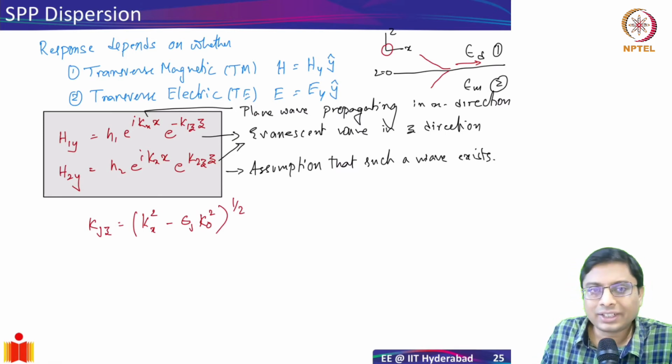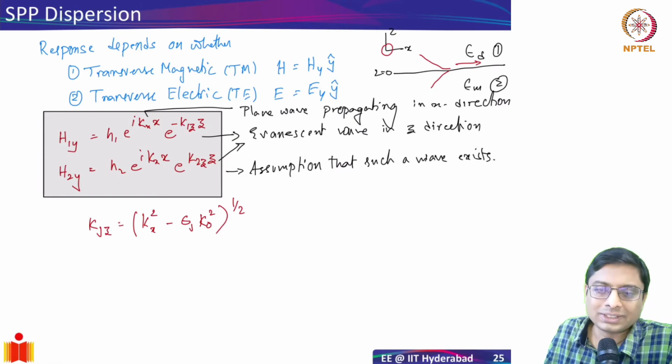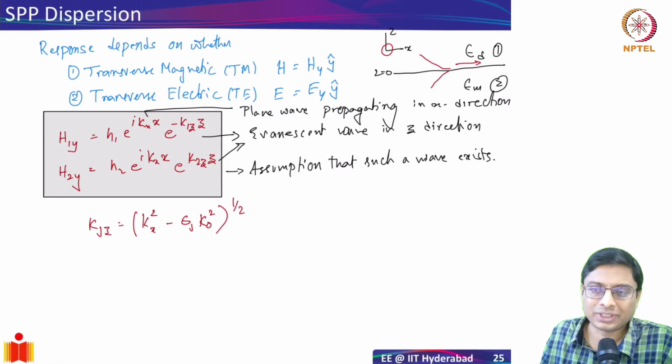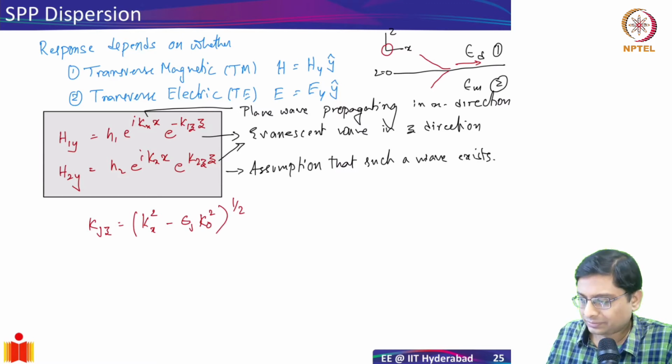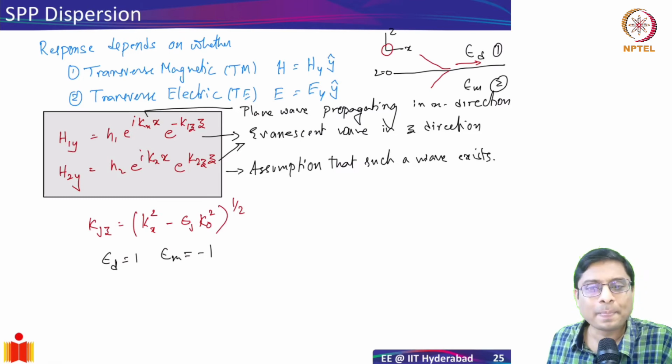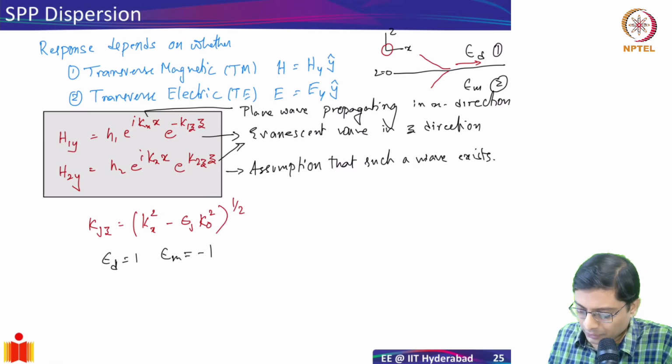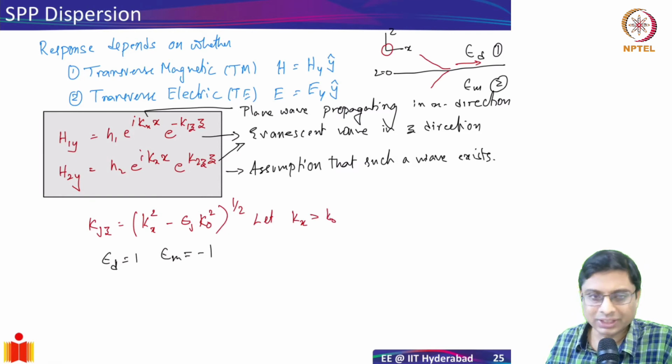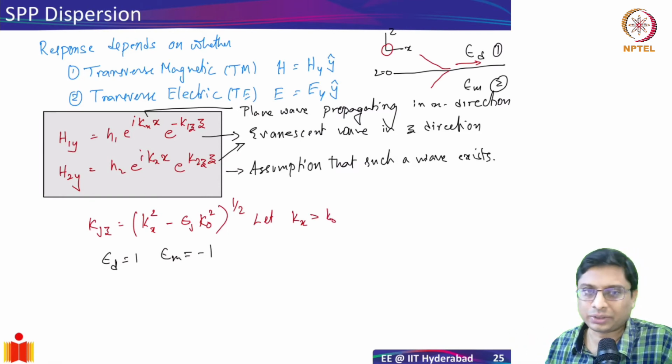So let's consider a case. This k_jz is essentially the attenuation constant, j is either 1 or 2. What does it mean? If I take, let's say, epsilon dielectric equal to 1 and epsilon metal equal to -1, what will happen? Let's assume for a moment that such a wave exists and kx is greater than k0, which actually will turn out to be true. The propagation constant along the interface is greater than k0.